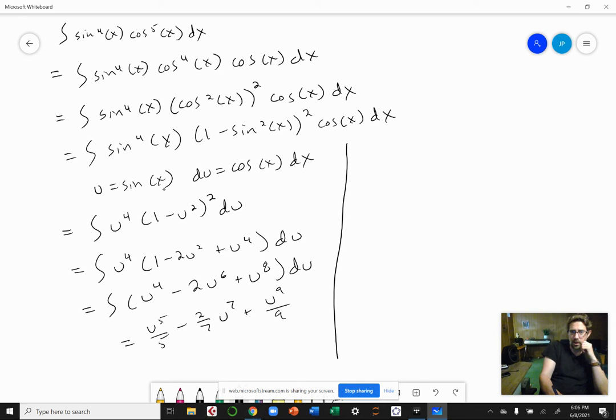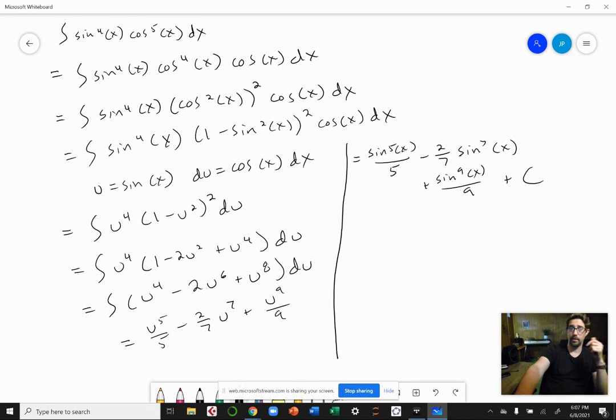So your final result, the integral is sine to the fifth of x over 5 minus 2/7 sine to the seventh of x, plus sine to the ninth of x over 9, plus c. So not at all what you'd expect when you started this problem, right?